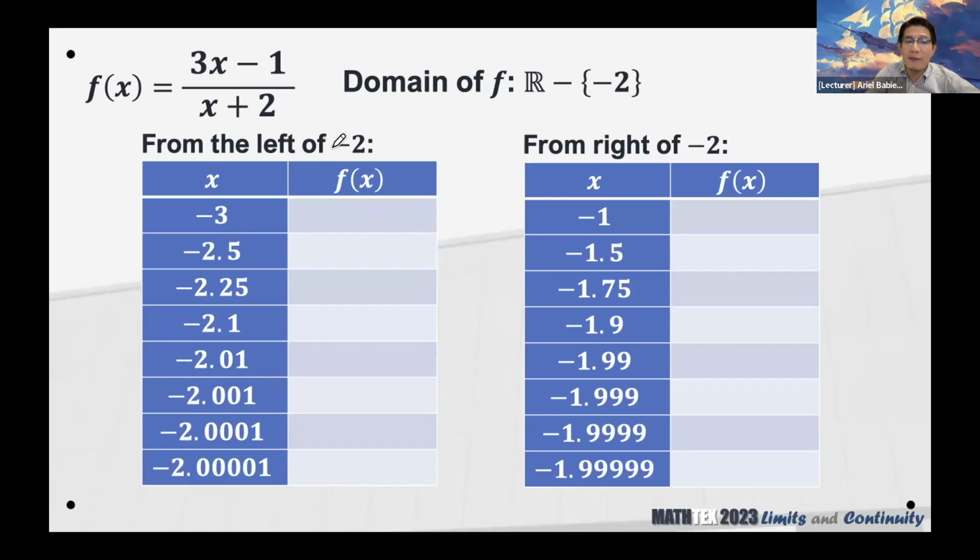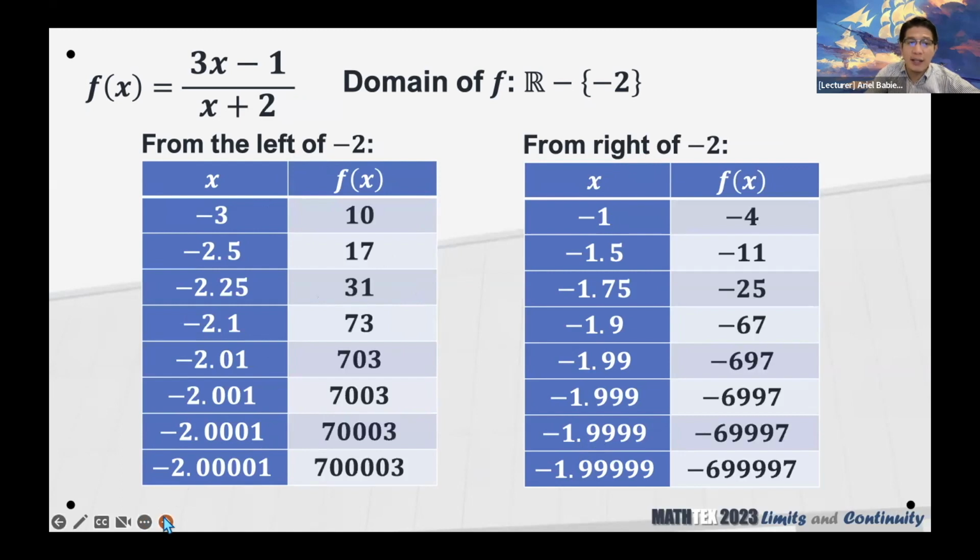Ito muna from the left of negative 2. From the left of negative 2, notice, ito yung mga values, negative 3 up to negative 2, 0, 1, and you can go further. And ito namang isa from the right, starting from negative 1, negative 1.5, and then going nearer and nearer to negative 2 from the right. But then let's see. I will not ask you to compute for this one. These are the values that you are going to get. Okay?